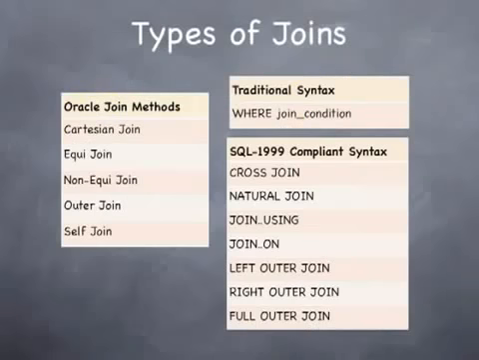This slide describes the different types of joins that are available in Oracle, such as Cartesian joins, equijoins, non-equijoin, outer join, and self-join. This slide also displays two types of syntaxes that can be used when writing join statements. The traditional syntax is Oracle proprietary and has been available in all versions of Oracle. The SQL 1999 compliant syntax is standardized syntax for writing join statements. In this tutorial, I'll be explaining the traditional syntax that always allows you to write the join condition that relates the two tables or two or more tables in the where clause.